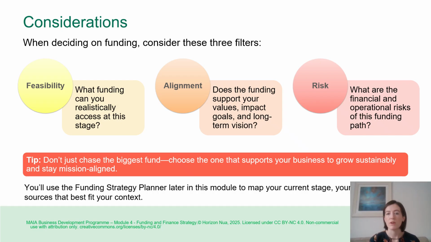Some funders want rapid financial returns. Others are patient and purpose-driven. Choose those who align with your pace and priorities. Third, risk. What are the trade-offs? Loans come with repayment obligations. Equity means giving up some control. Even grants can have strings attached. Make sure you understand what's expected in return. As you complete your funding strategy planner, use these filters to shape a path that's sustainable, mission aligned, and realistic for where you are right now. There's no perfect formula, but there is a best fit for you.